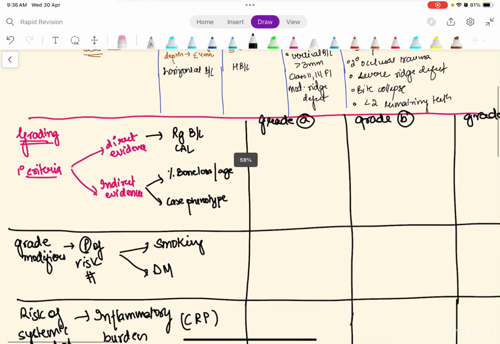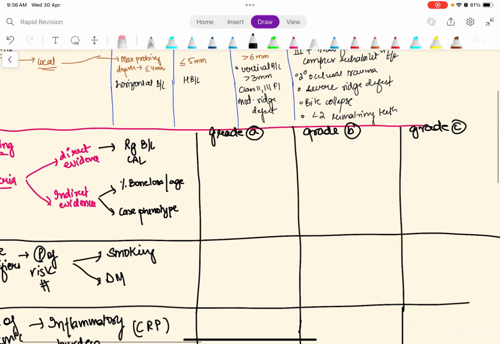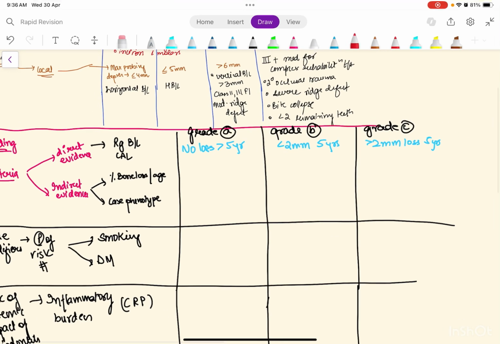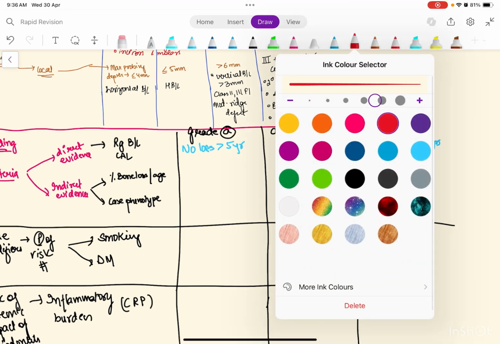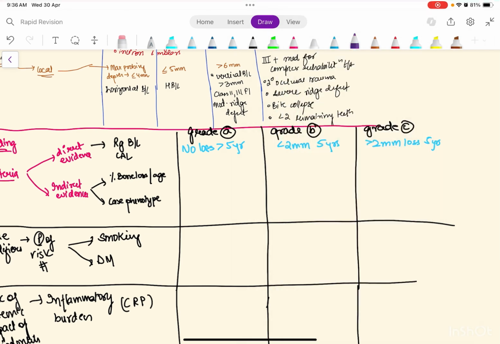Let's go through the first one, which is the radiographic bone loss. In grade A there is no loss in more than 5 years, then in grade B there is less than 2 mm loss in 5 years, and in grade C there is more than 2 mm loss in 5 years. Then we'll talk about the percentage of bone loss per age.